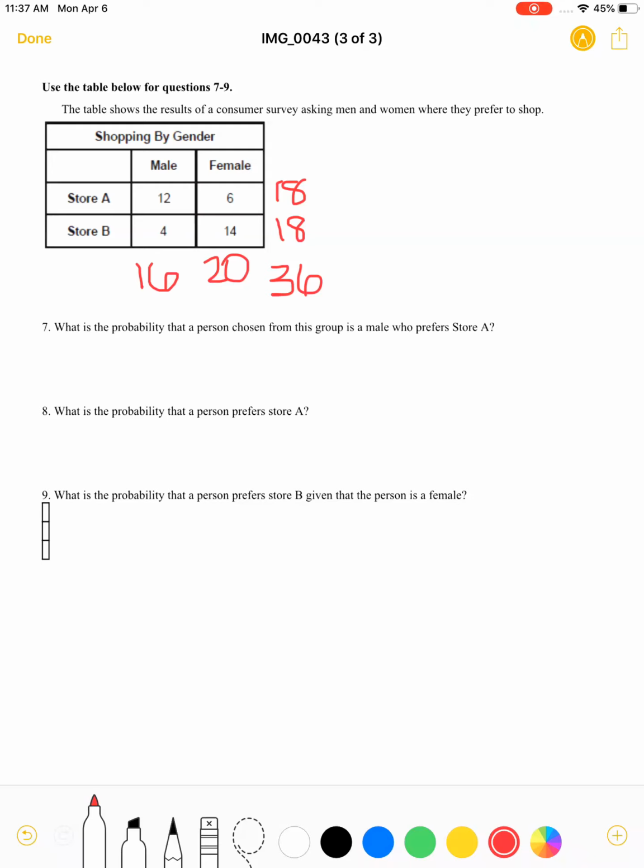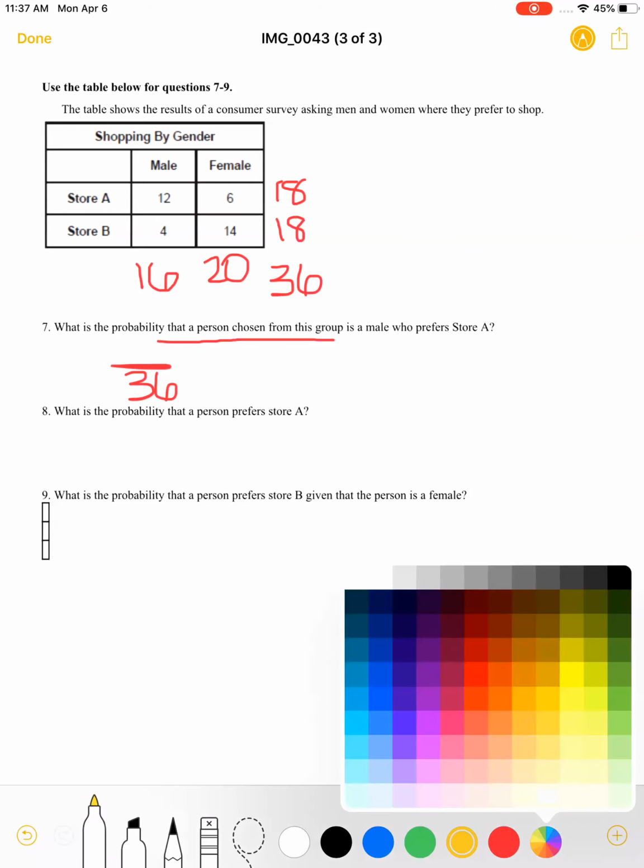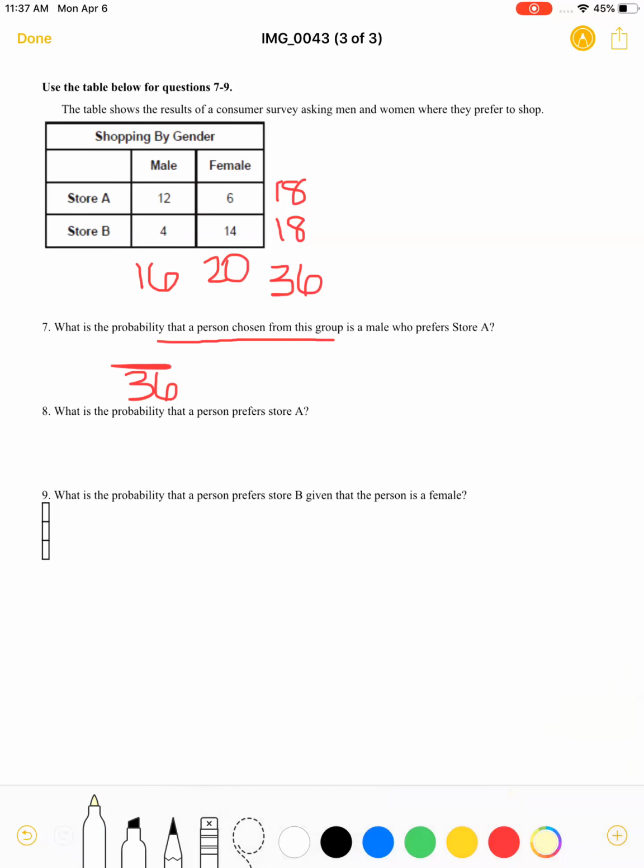Okay, so 7. What is the probability that a person chosen from this group is a male who preferred store A? Okay, so what is the probability that any person chosen from the group, so anyone who took the survey, so our sample is 36. Okay, out of those 36, they want males who said that they preferred store A. So it has to fit both categories. A male who preferred A. So we go to our table. Here are the males. Here's everyone who said they preferred store A. And we want the overlap.